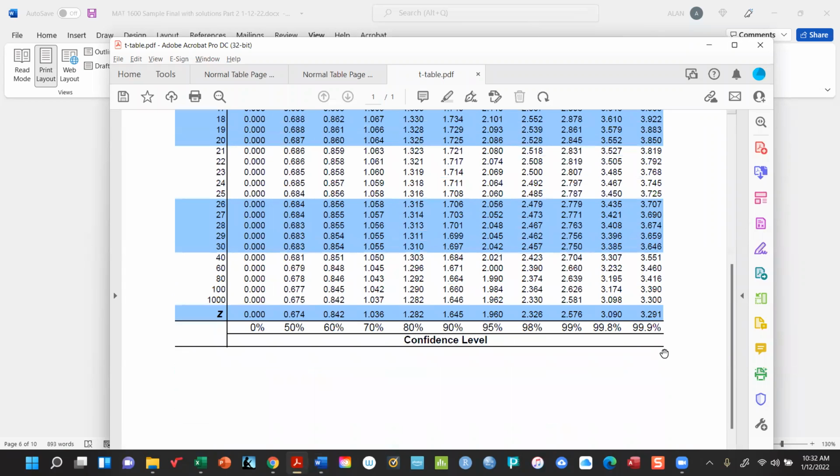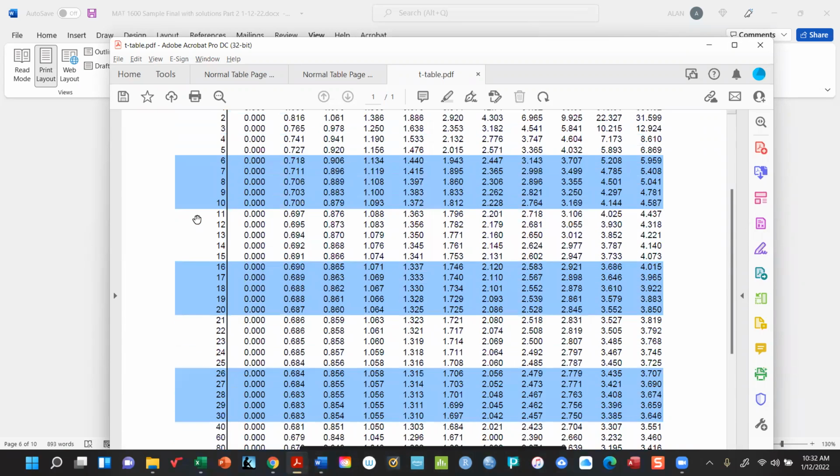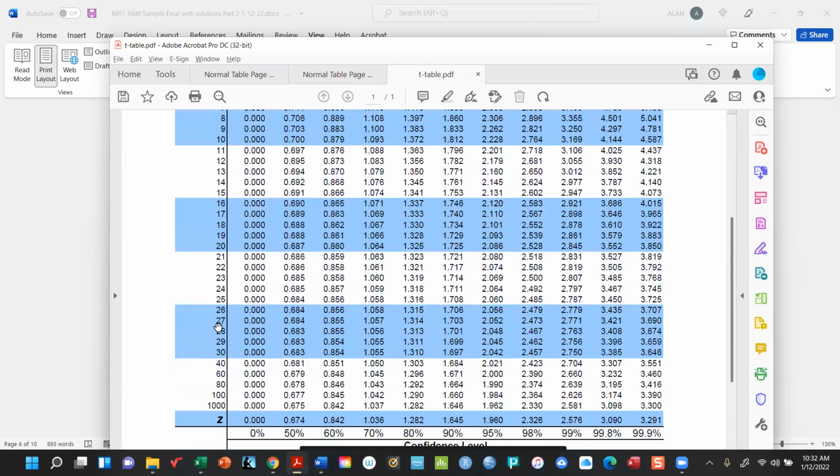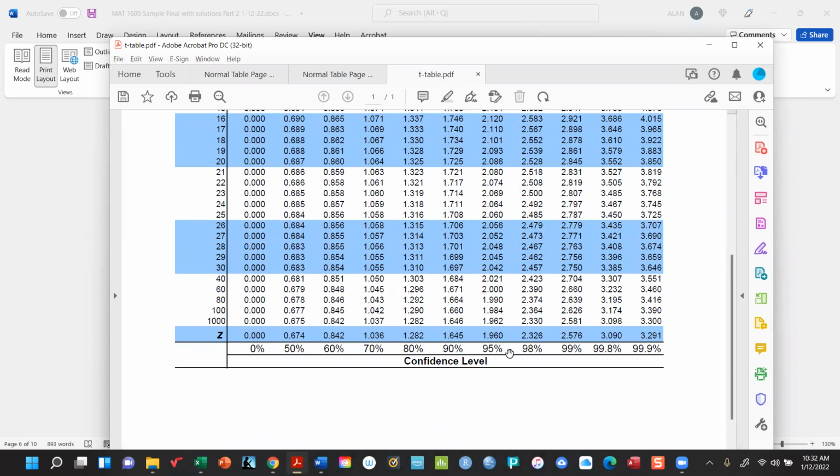By the way, I just wanted to point out, I didn't point this out before. If you notice on the left-hand side, the degrees of freedom are increasing as we go down. What they've done here is they filled in the z-scores for those confidence levels. Why did they do that? Because what they're trying to tell you is that as the degrees of freedom keeps increasing, look how close these numbers are getting to the z-score.